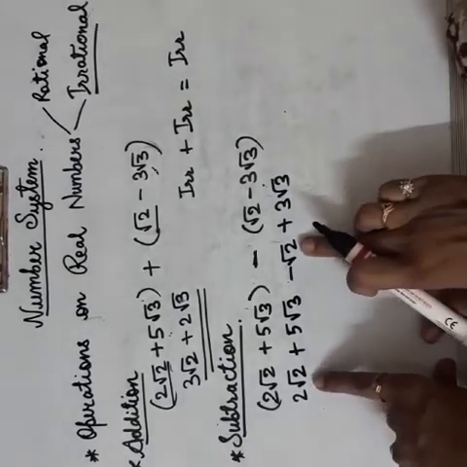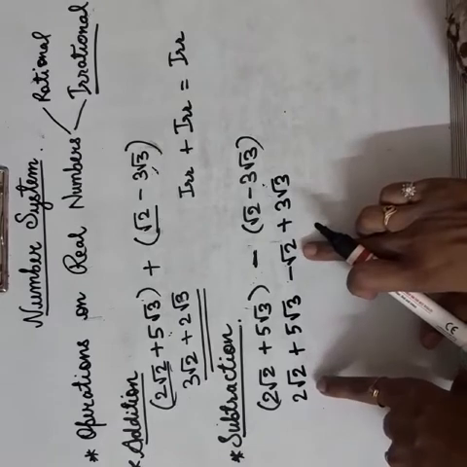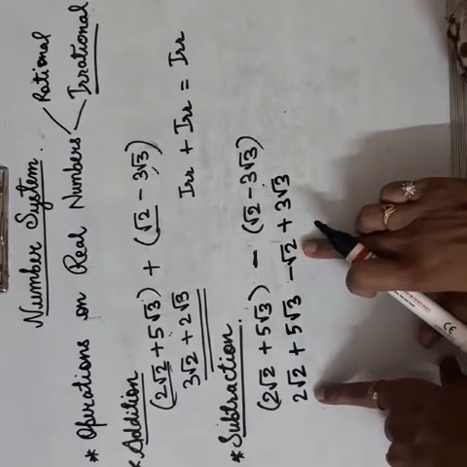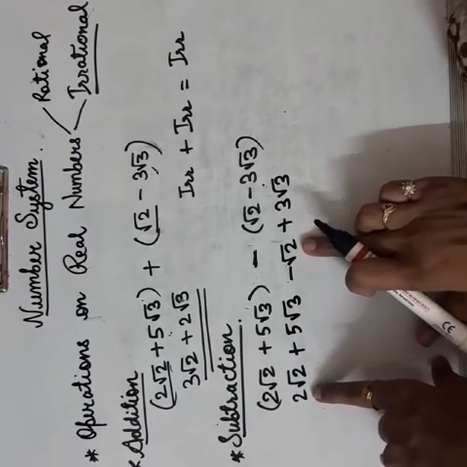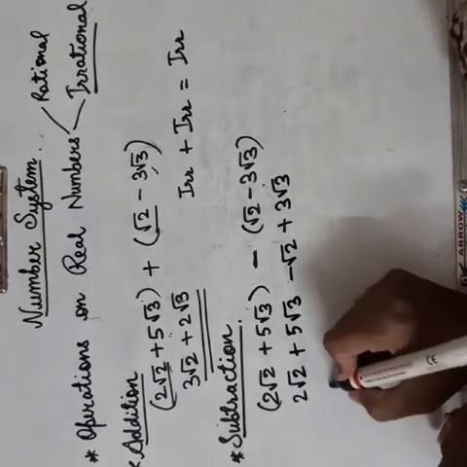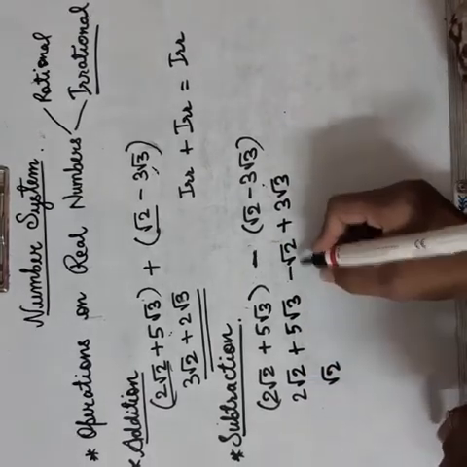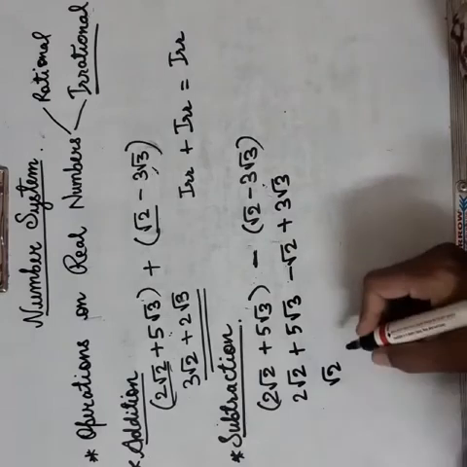Root 2 terms you see, 2 root 2 minus root 2. So 2 apples minus 1 apple. It will be 1 apple, that is root 2. So 2 root 2 minus root 2 is 1 root 2. We can write simply root 2.